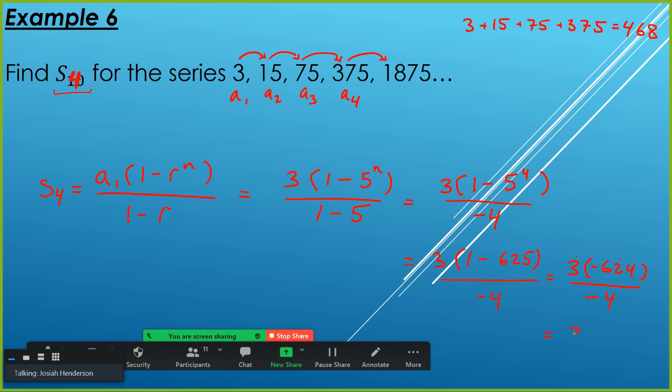Let's do this. I'm going to hold off on that 3 until the end. So 624 over 4 is 156. Also, negative over negative canceled. I'm not going to cross them out. I'm going to leave them on the screen. Negative over the negative canceled, making it positive. So now 3 times 156, 468. Perfect. Which is what we already knew because we added them up earlier.